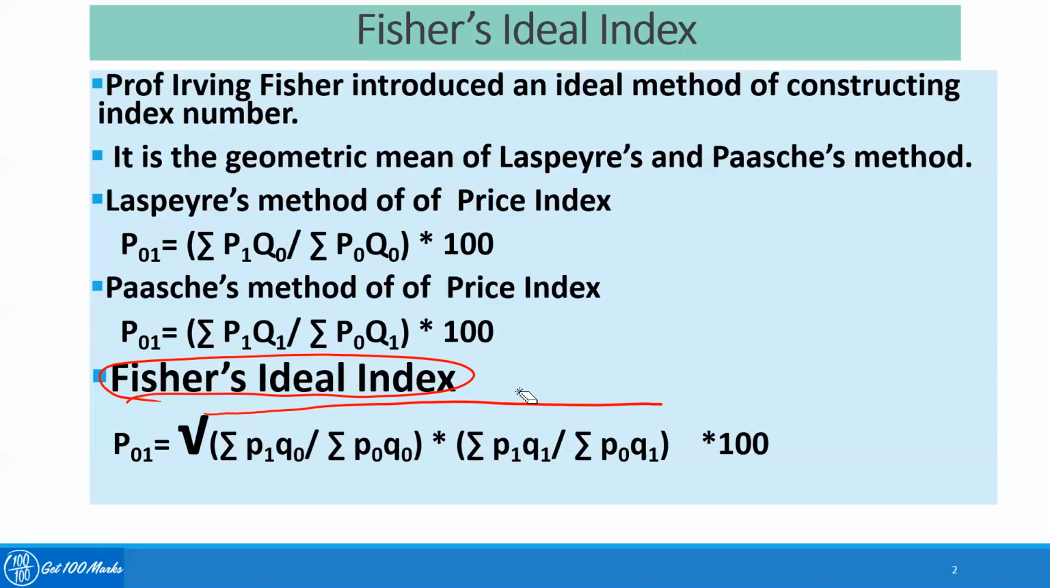The above formula for computing price index is also known as the cross weight formula, as it is taking both the base year and the current year weights.